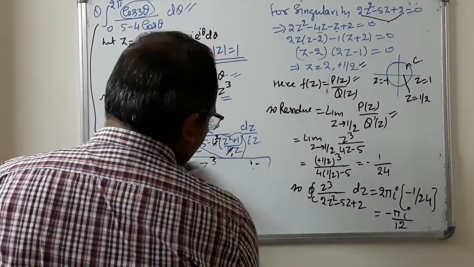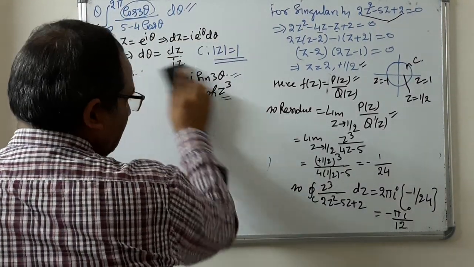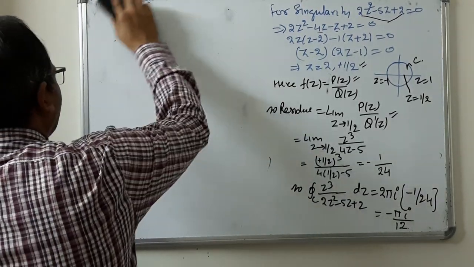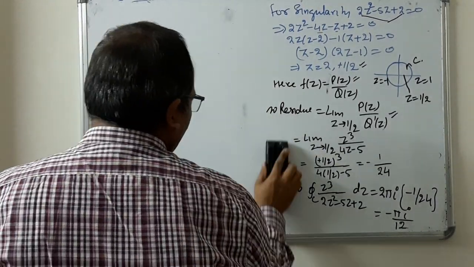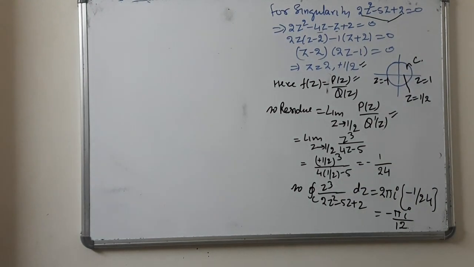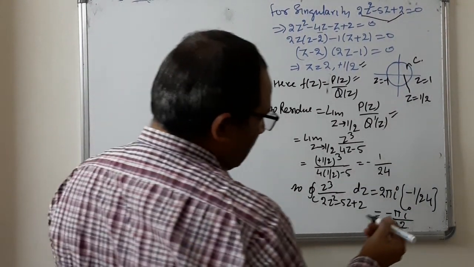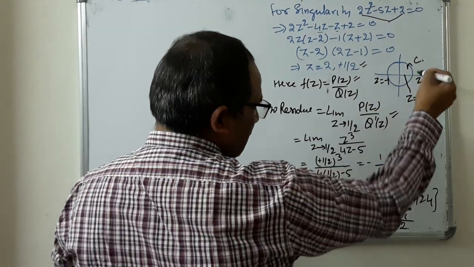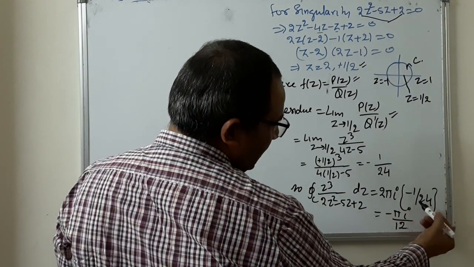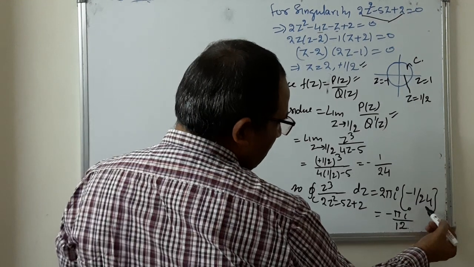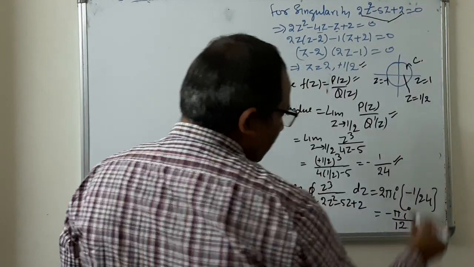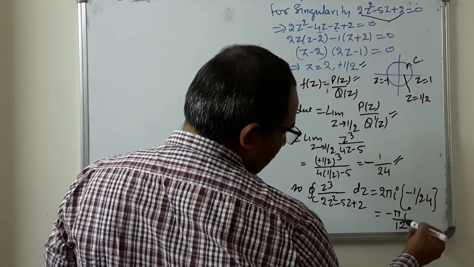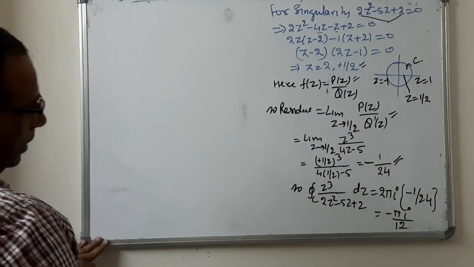So this integration can be written as 2πi using the residue theorem. What is the residue theorem? The residue theorem says that the value of the integration will be equal to 2πi times the sum of residues. And here there is only one singularity, 1/2, in this circle. So we can say 2πi times the residue, which is -1/24. So we get -πi/12, right?